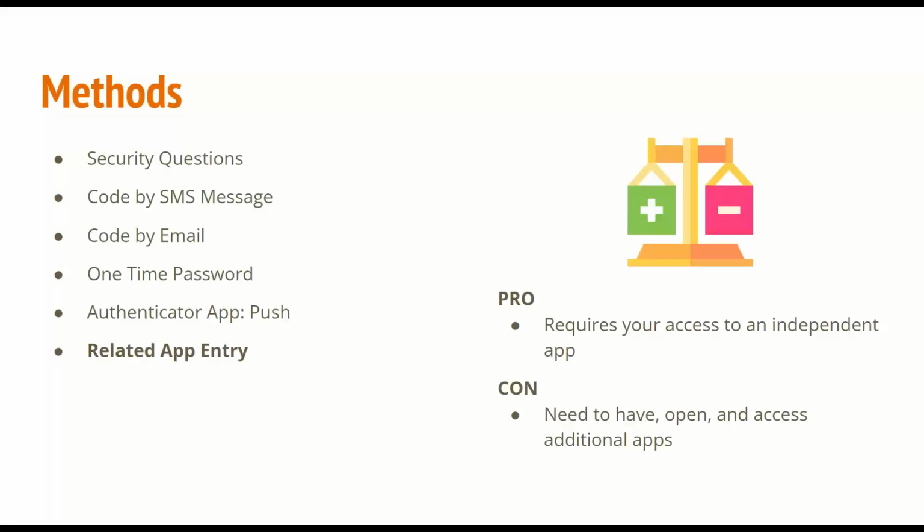A technique that Google's using now, which we find interesting and has some interesting aspects to it, is related app entry. And so at times when you log into Google Workspace, depending on how you've set up multi-factor authentication, it might actually ask you to open the Google app on your phone, YouTube, or the Mail app on your phone, the Google Mail app, and confirm that it's you who's trying to log in. And so this is nice because, from a security standpoint, it requires your access to an independent application. The downside is, if you're using this as your primary means, you need to be able to open and access those additional apps.